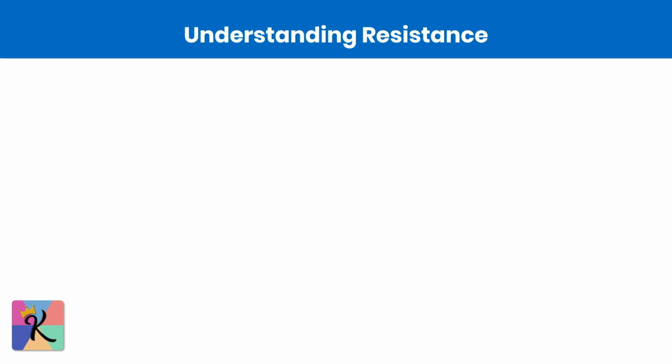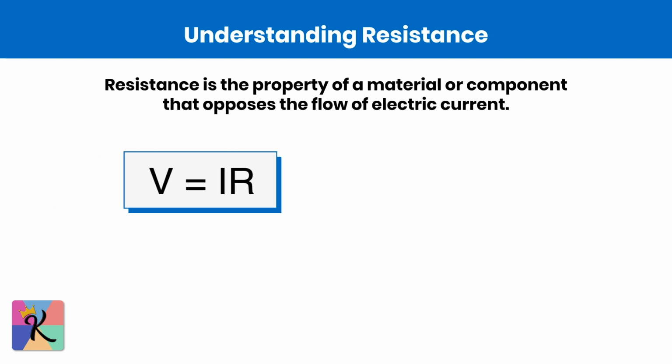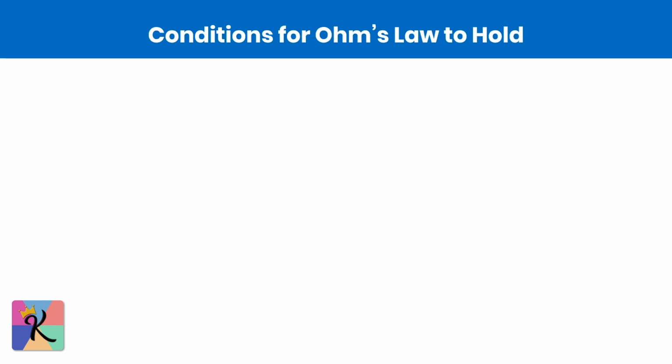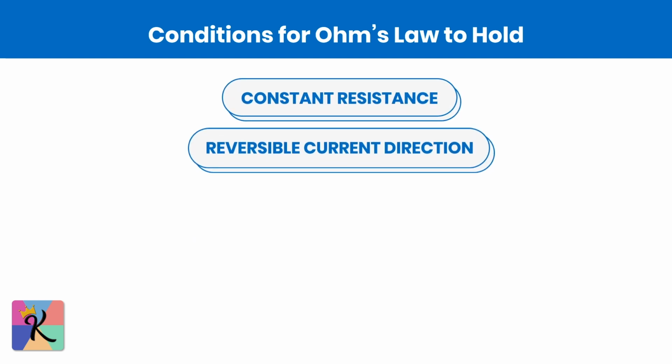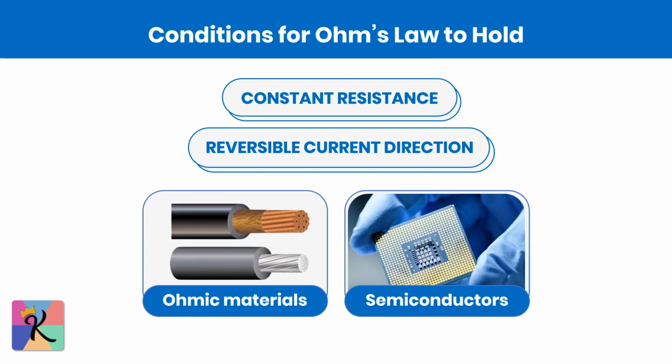Understanding resistance. Resistance is the property of a material or component that opposes the flow of electric current. Ohm's law assumes a material is ohmic, meaning the resistance remains constant as voltage and current change. For Ohm's law to hold, the resistance must remain constant, and the current must reverse if the voltage polarity is reversed. While most metals like copper are ohmic, some materials, like semiconductors, don't follow Ohm's law.